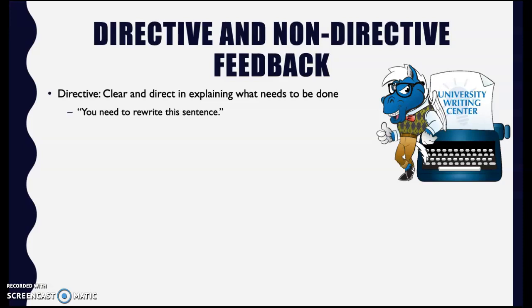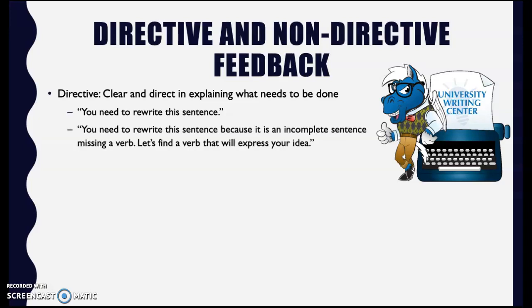However, with directive feedback, you also need to explain why the change is needed and offer the writer some suggestions for how to complete the task, such as, "You need to rewrite this sentence because it is an incomplete sentence missing a verb. Let's find a verb that will express your idea." Directive feedback often works best when being indirect may seem like you are fishing for the right answer. For example, asking a student, "What do you think needs to happen in this sentence?" may be very frustrating for a student who may just think, "Just tell me."